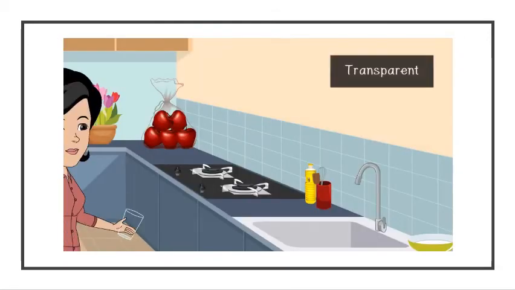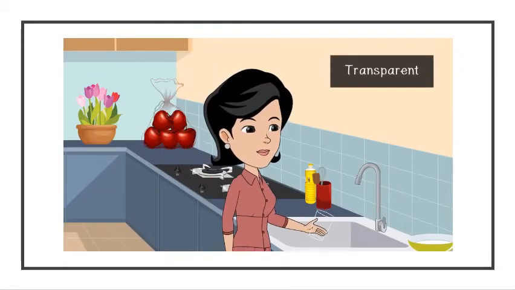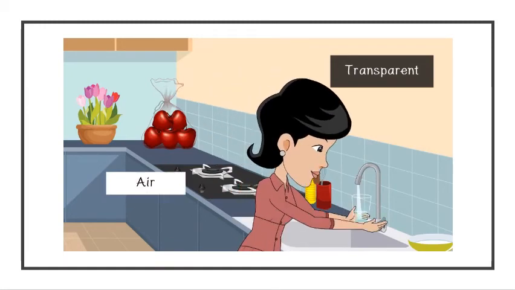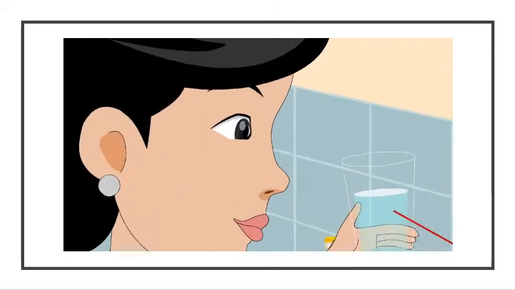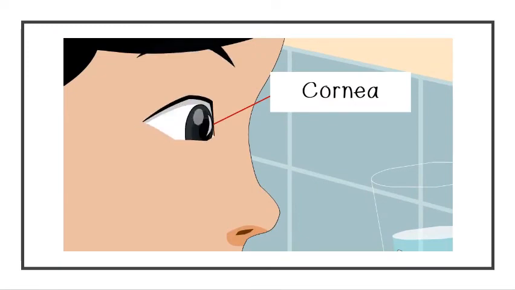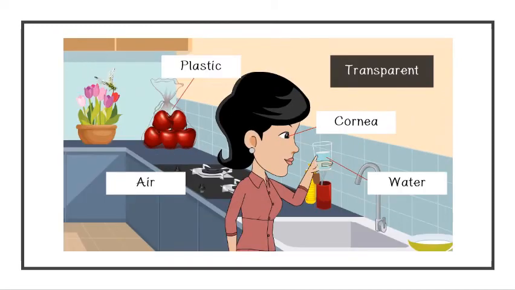Other examples of transparent materials include the air surrounding us, the clean water that flows out of our taps, corneas of the eyes, certain plastic materials, and the clear wings of some insects like dragonflies.